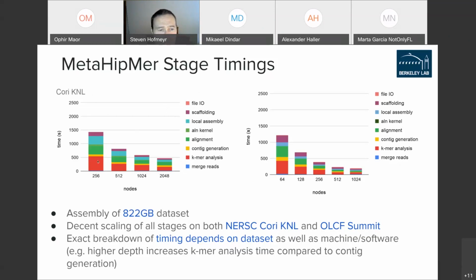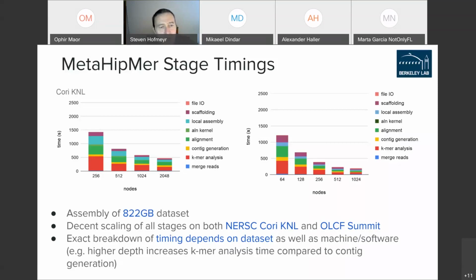But you can see the various stages. For example, k-mer analysis tends to be the stage that takes the most time. Then there's alignment and local assembly as well. And the breakdown differs somewhat between the different architectures. But one thing you can see here is that we're getting pretty decent scaling. When we go from 256 to 2,000 nodes, we are getting a decent sort of speedup. And it's more pronounced on Summit. The exact breakdown of the amount of time these different stages take depends both on the data set as well as on the machine.